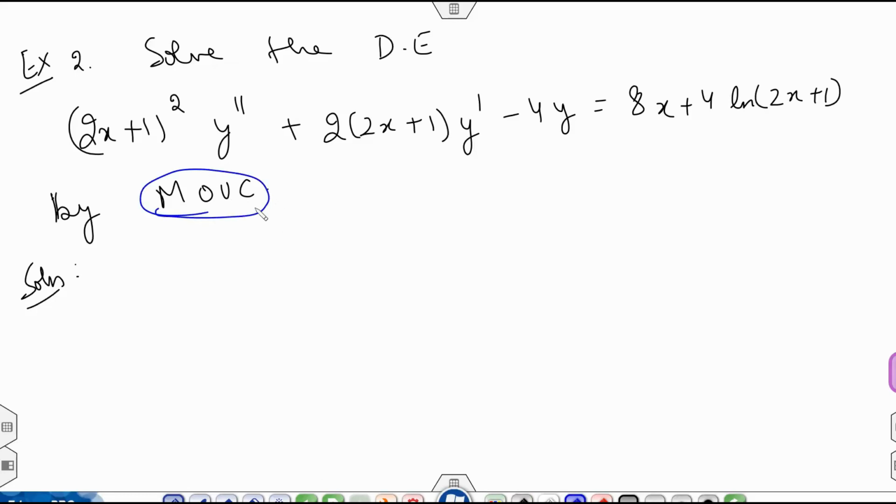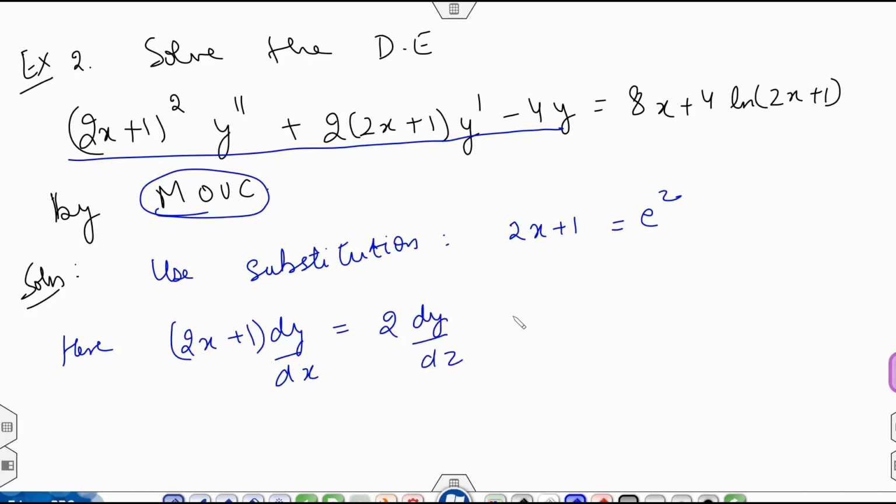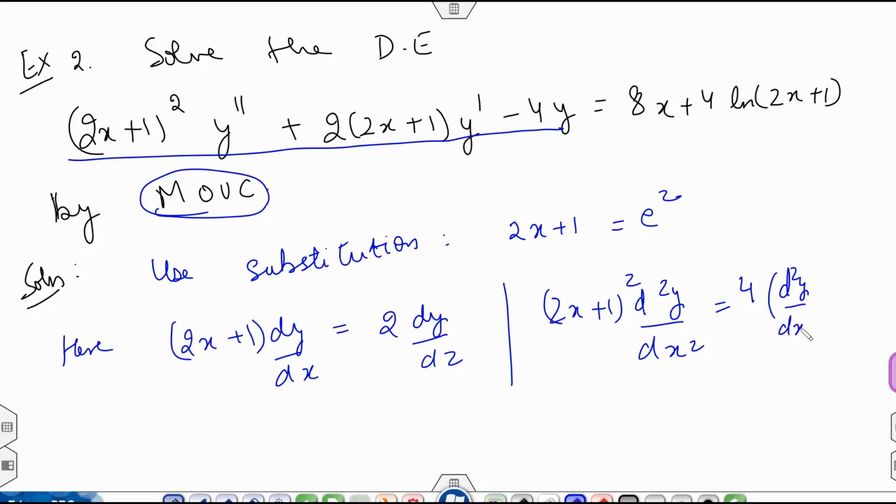So first of all, what we need to do, we need to use a substitution. Since this is of the Euler-Cauchy form, similarly use the substitution 2x plus 1 is equal to e to the power z. So here (2x+1) dy by dx will be changed into 2 dy by dz, and (2x+1) square d square y by dx square will be changed into 4 times d square y by dz square minus dy by dz.